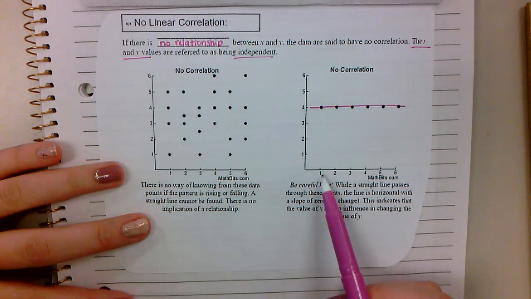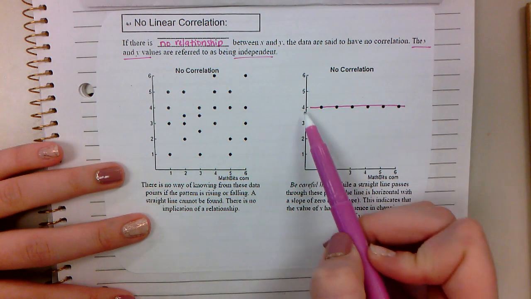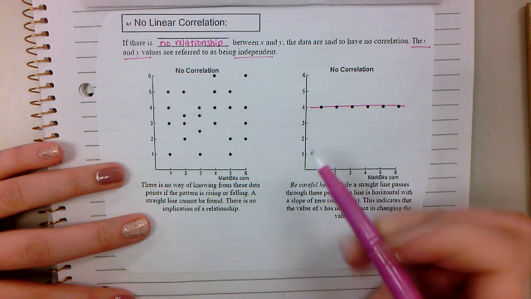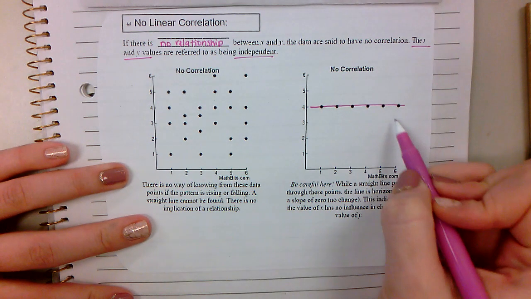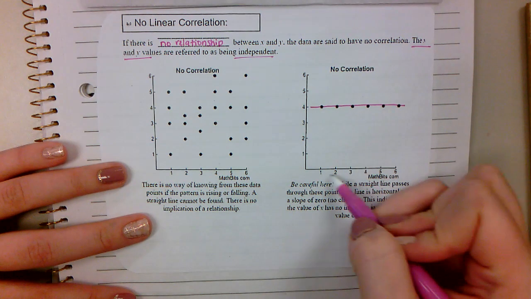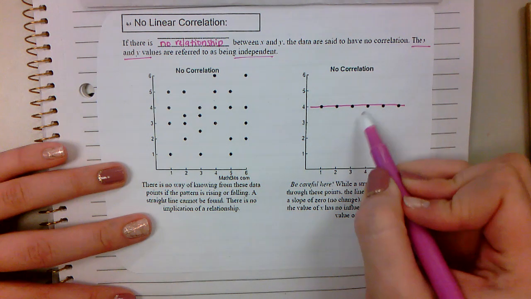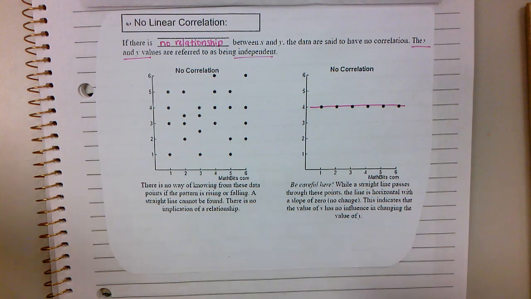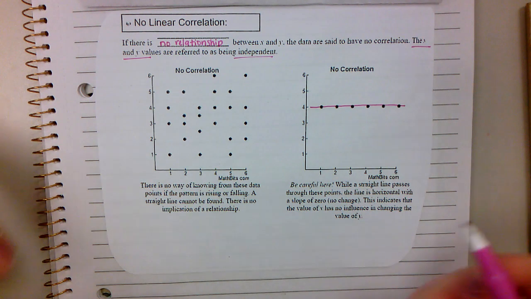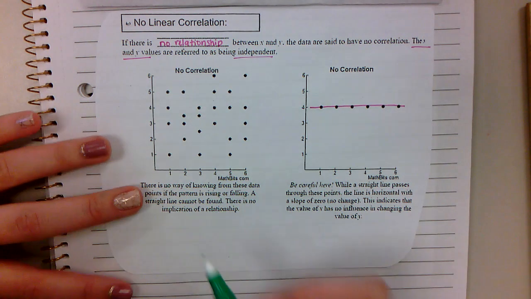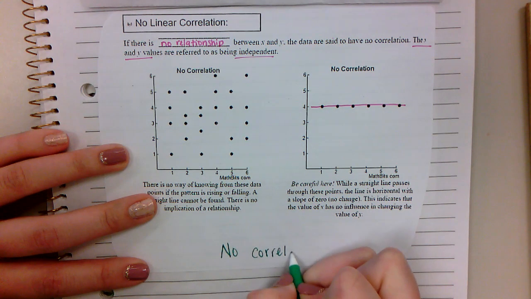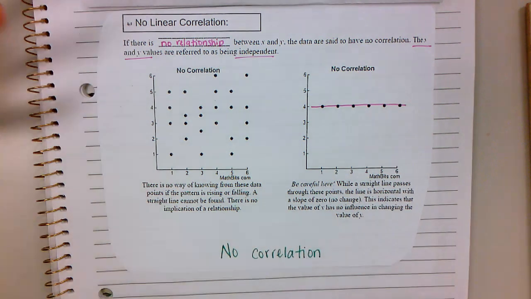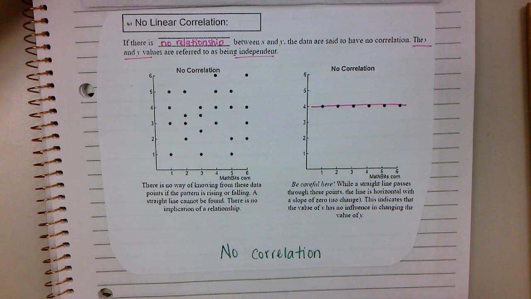But here's the difference. No matter if my x is a low number or a high number, my y value is still 4 at every single point. If I go over 1, I go up 4. If I go over 6, I still go up 4. So no matter what I change this x value to, the y value is 4 every time. So it's not changing it. So there's no relationship between the two. So for this last tab at the bottom, we're going to write no correlation. And that's all I want you guys to write for this page of notes.